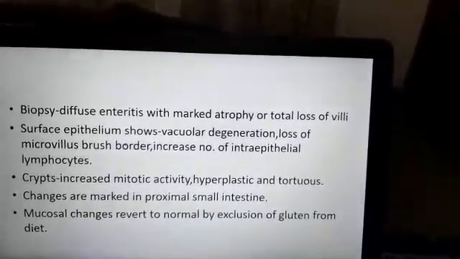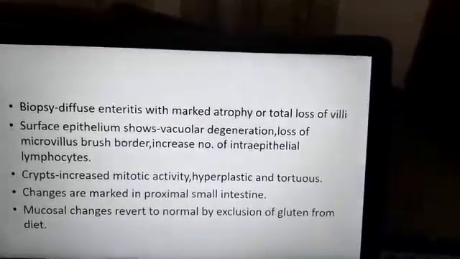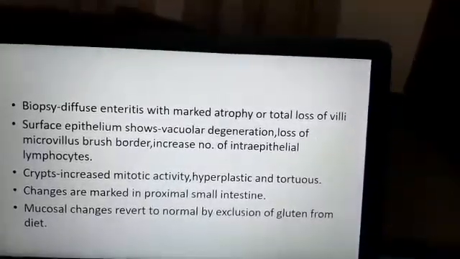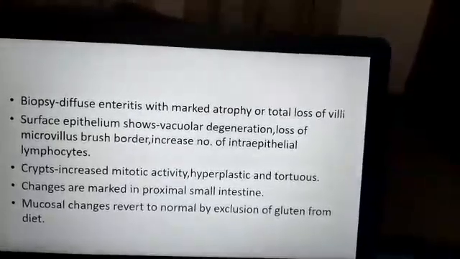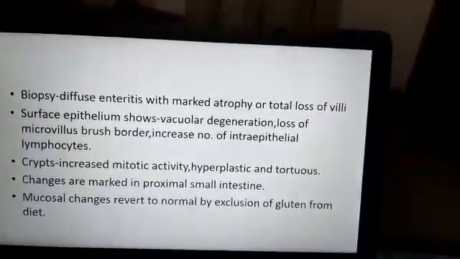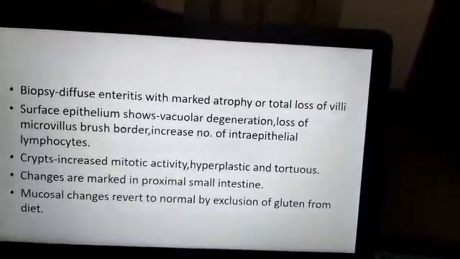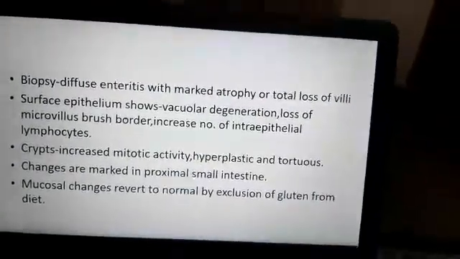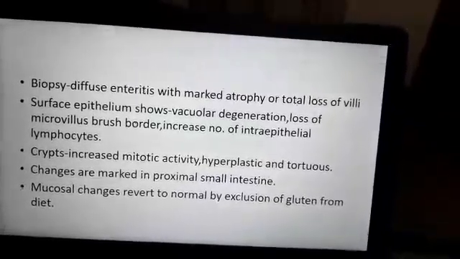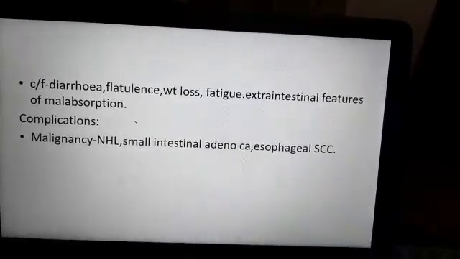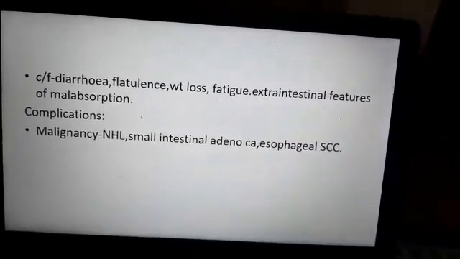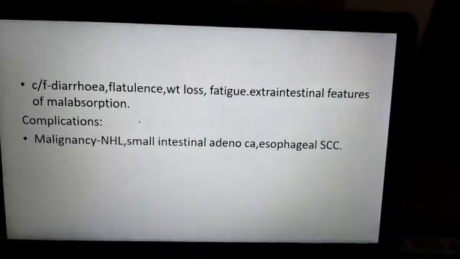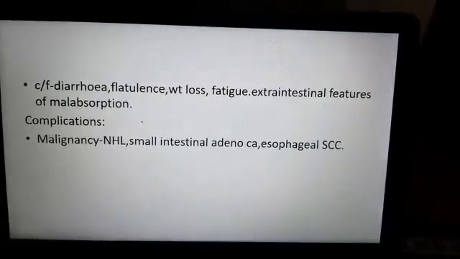The crypts will show increased mitotic activity, and will be hyperplastic and tortuous. The changes are more marked in the proximal small intestine. The mucosal changes revert back to normal by exclusion of gluten from diet, because the gluten is present in the wheat. The clinical features will be diarrhea, flatulence, weight loss, fatigue and extraintestinal features of malabsorption.